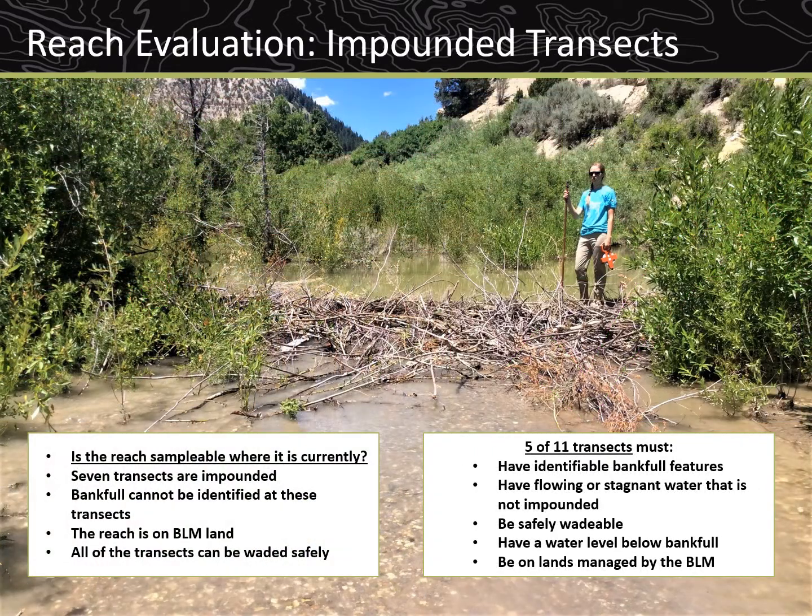Major beaver activity has impounded 7 transects at this reach. Bankful cannot be identified at the impounded transects. The reach is on BLM land. Is the reach sampleable where it is currently? No. This reach cannot be sampled where it is currently because it does not meet Lotic AIM Field Protocol criteria. Only 4 transects meet the needed criteria.